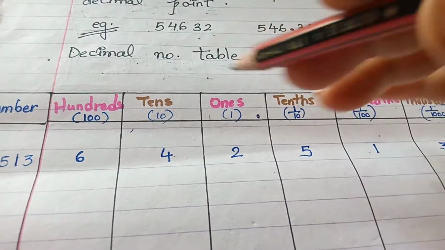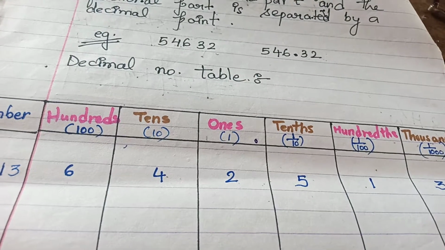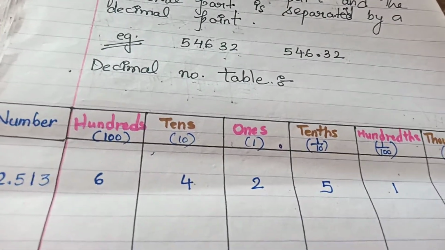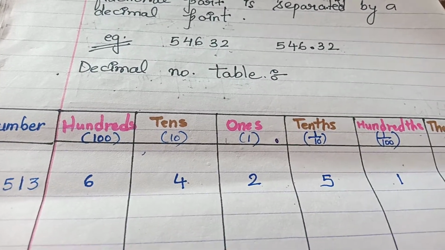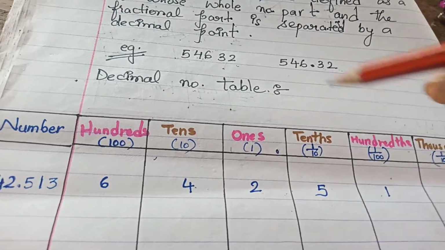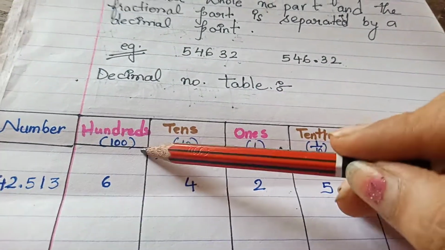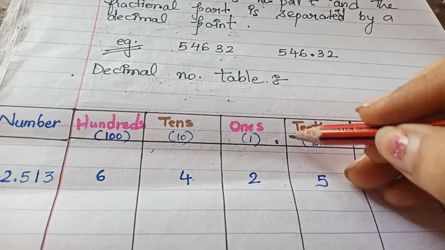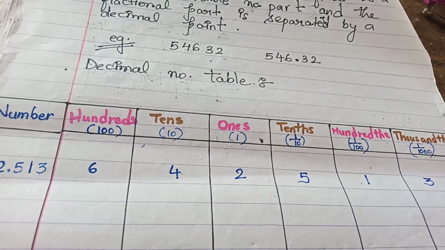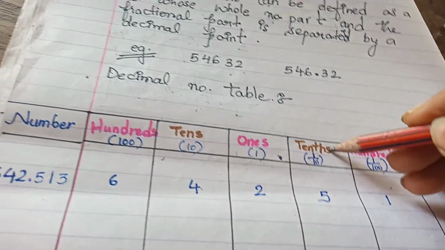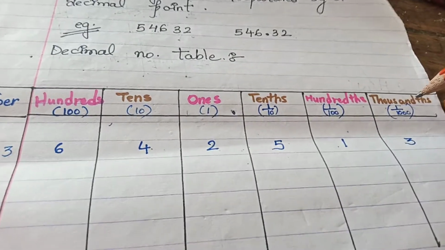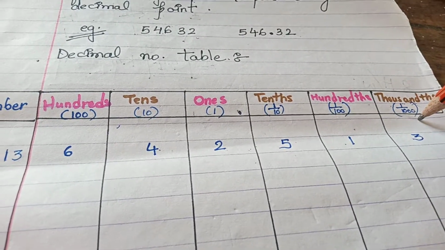So here one table is there, a very important table. You have to keep it in mind when you are doing sums and writing the place value and expanded form. Here this is the table: hundreds, tens, ones, then after ones a dot will come, then tenth, hundredth, thousandth. When we write tenth it means 1 upon 10, hundredth 1 upon 100, thousandth 1 upon 1000.